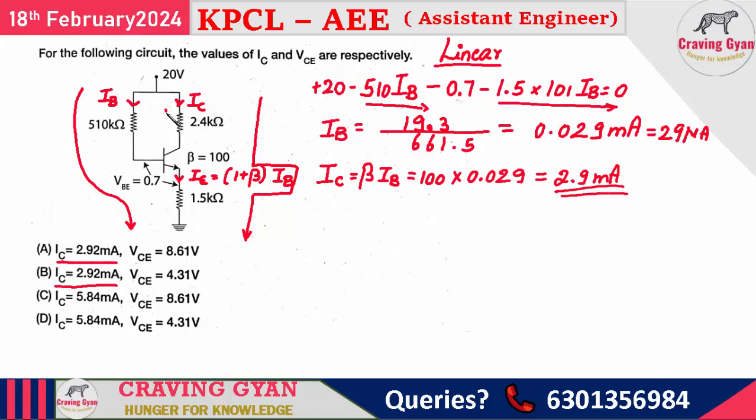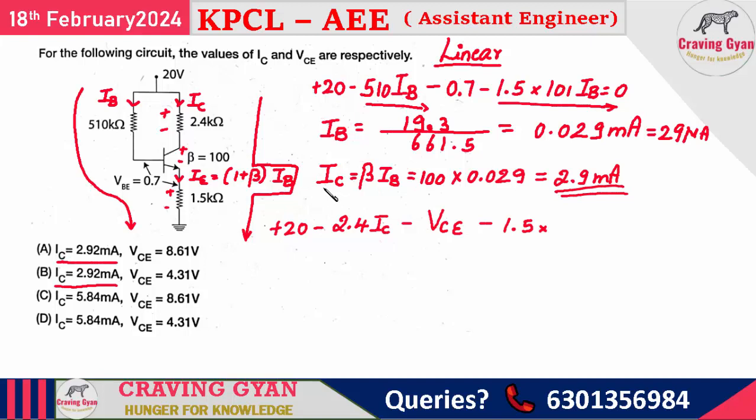If I apply KVL for the outer loop, what I am going to get is plus 20 minus 2.4 times IC minus the voltage drop VCE minus 1.5 times IE.